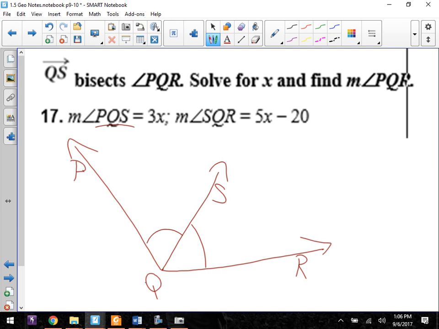PQS is 3x. SQR is 5x minus 4. Do I know what the whole angle is? No. But do I know that those two are equal? I know that those two are equal in this example. We don't know what the whole angle is, but I do know that each of those two chunks are equal to each other. So algebraically, set them equal to each other.